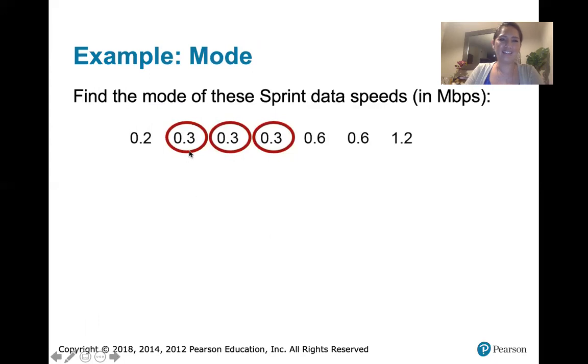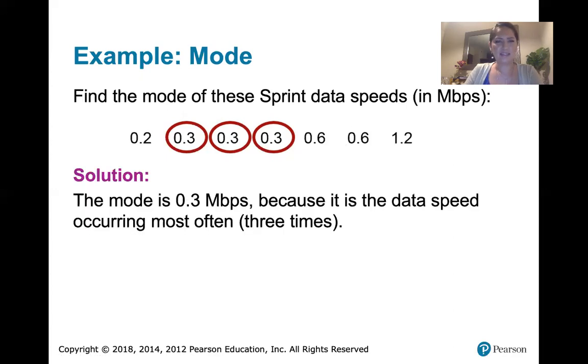Okay, so the circles on this one actually give this one away. It says find the mode of these sprint data speeds, also in megabits per second. We've got 0.2, 0.3, 0.3, 0.3, 0.6, 0.6, and 1.2. Well, there are 3 0.3s, and 2 0.6s. And that's the number on this list that occurs with the greatest frequency. So 0.3 is the mode of this data set. It occurs 3 times, whereas 0.2 only occurs once, 1.2 occurs once, and 0.6 occurs twice.